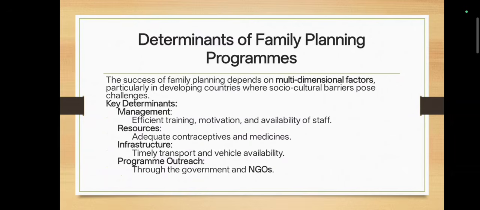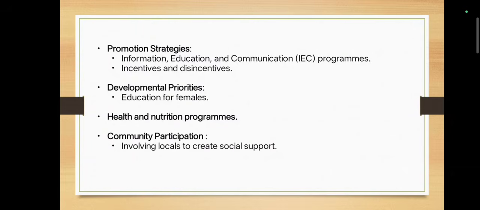Infrastructure like timely transport and vehicles is necessary. Program outreach through government and NGOs ensures wider coverage. Promotion strategies include IEC programs, incentives, and disincentives. Developmental priorities like female education and health programs, along with community participation, create social support for family planning.